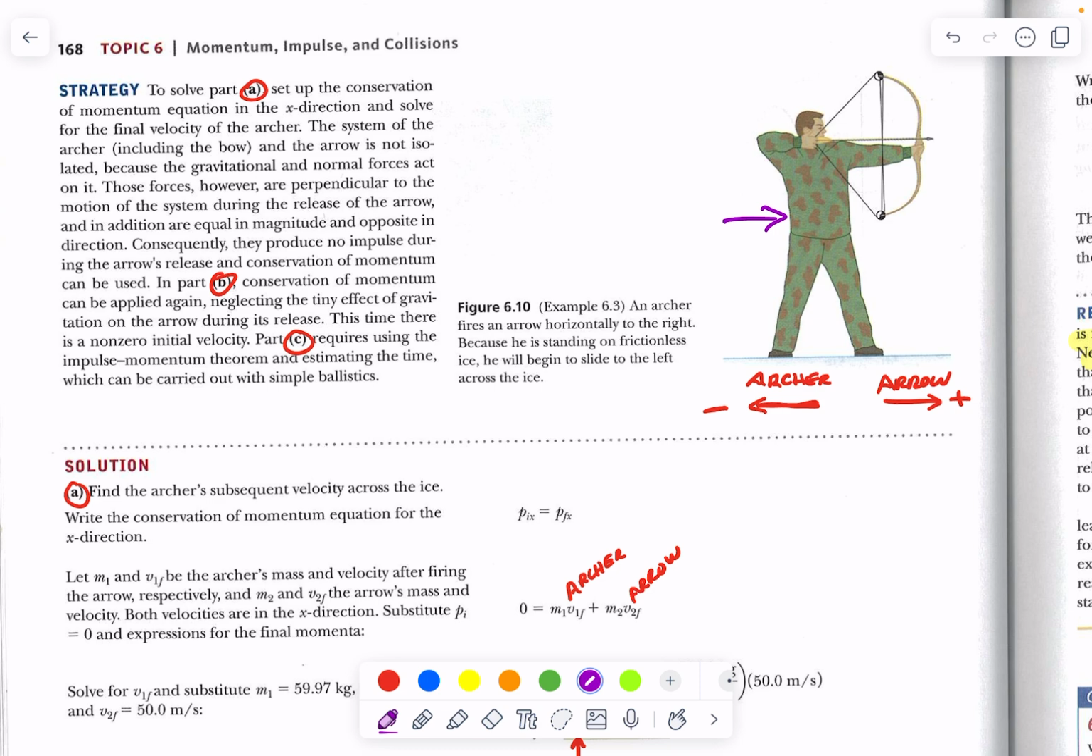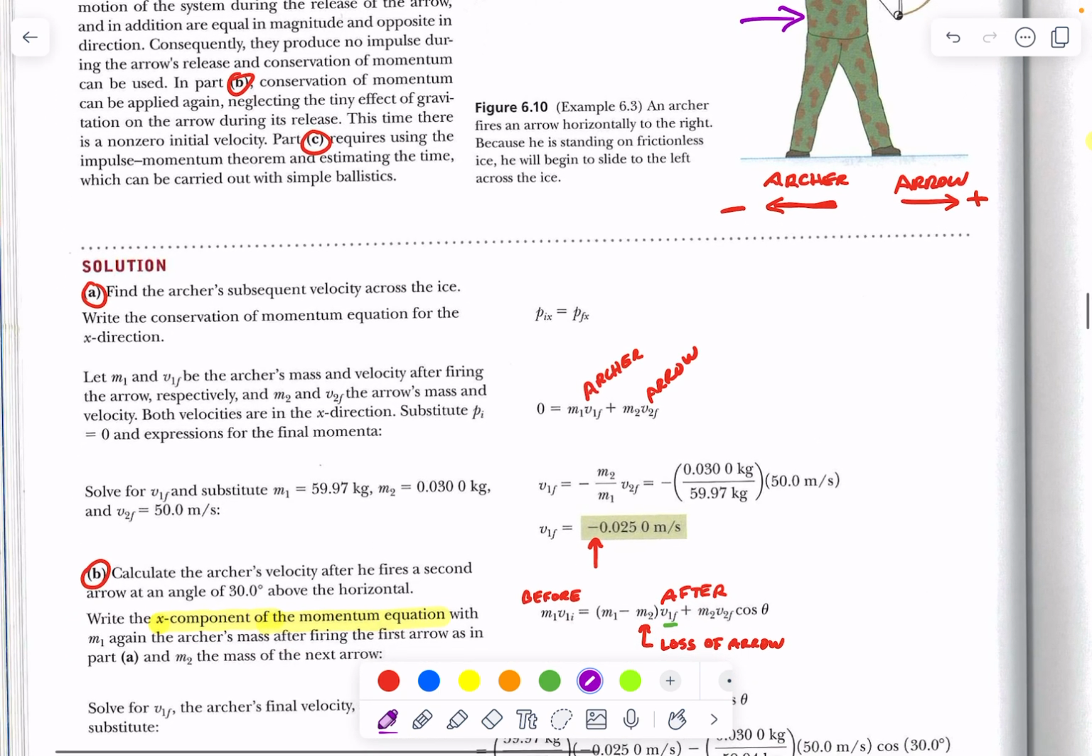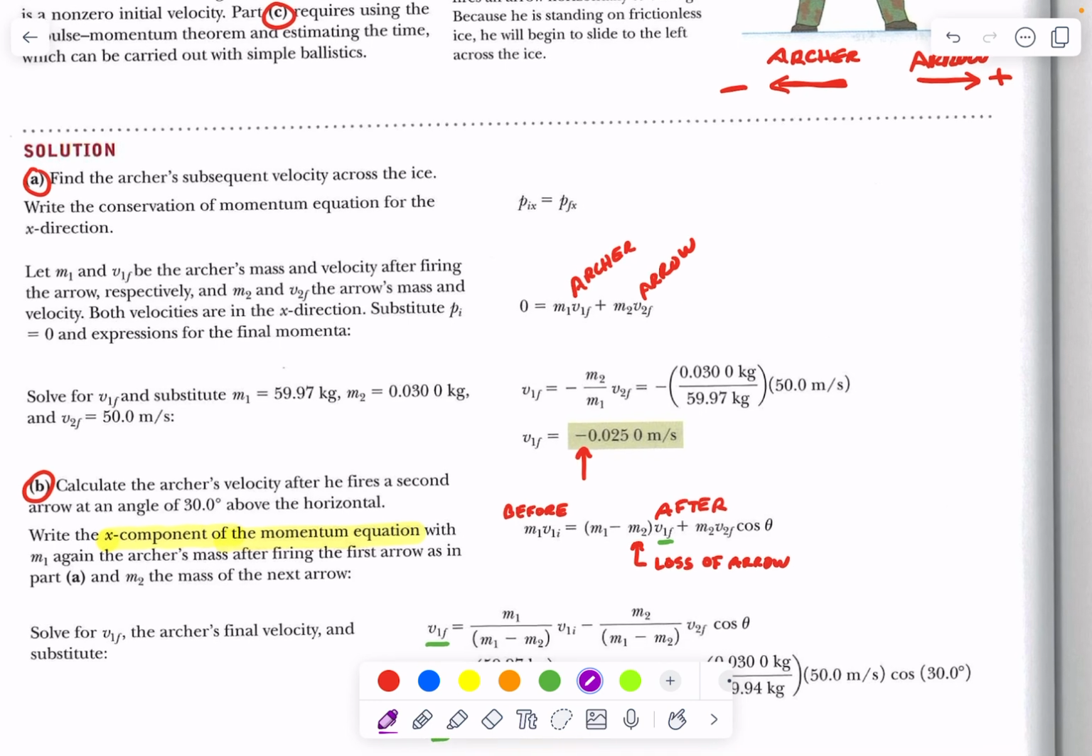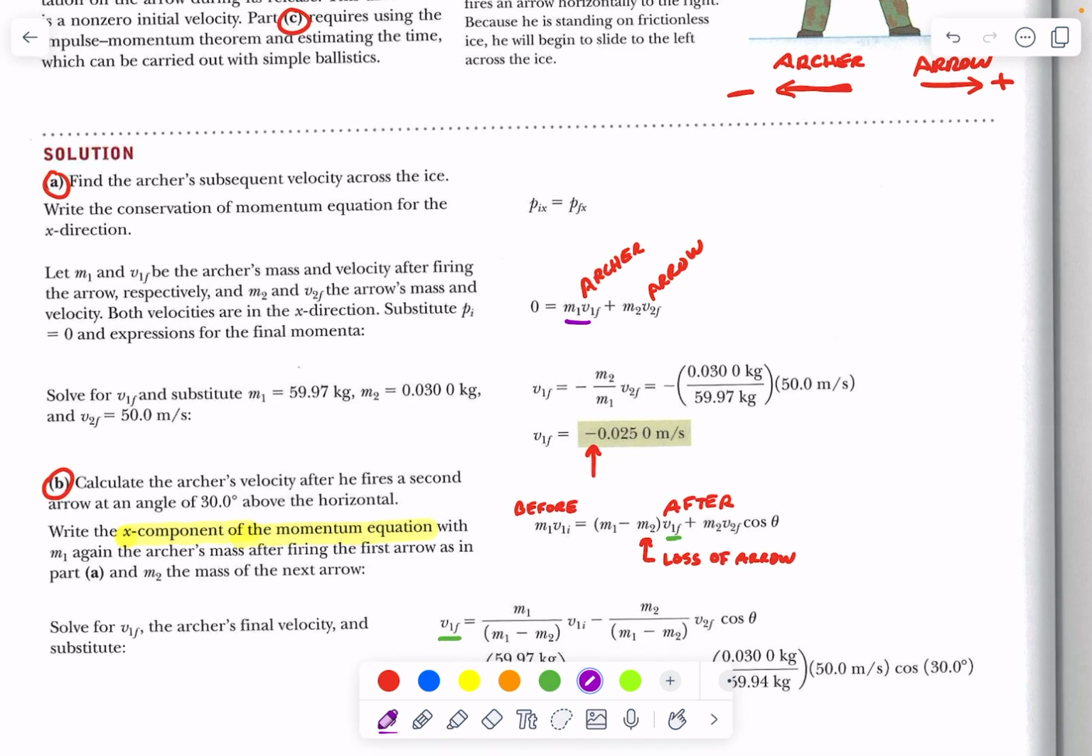Now, the first part of the problem is we want to find the archer's velocity moving to the left when he shoots an arrow towards the right. And so we have the momentum of the archer plus the momentum of the arrow, and they have to equal 0. The reason they can equal 0 is because V1, the velocity of the archer, is going to be to the left, and V2, the velocity of the arrow, is going to be to the right. And this problem is assuming to the right is positive and to the left is negative. And so we find that the velocity of the archer is this value right here.